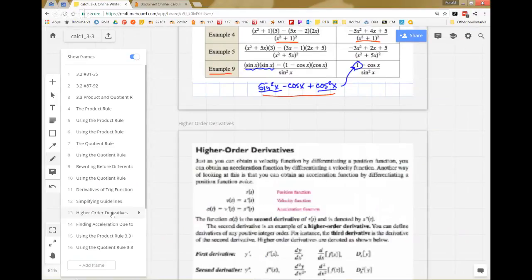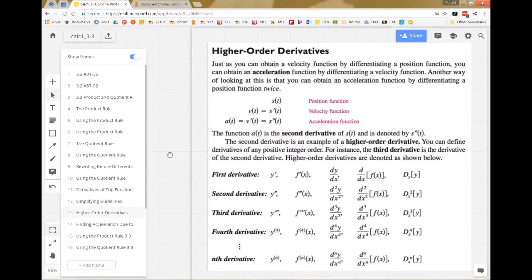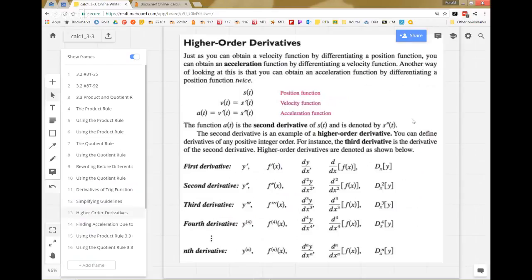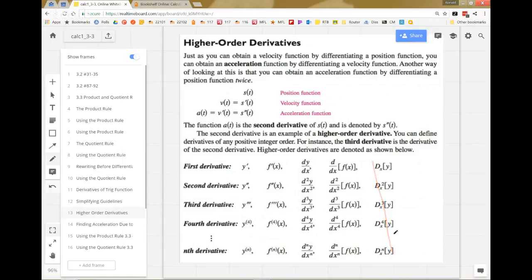So now we want to have a talk about higher order derivatives. Higher order derivatives means you can take a derivative, and then you can take a derivative of the derivative, and then a derivative of the derivative of the derivative. This repeated process is called a higher order derivative. And by the way, this last column here, you can disregard, because that notation we just don't ever use.